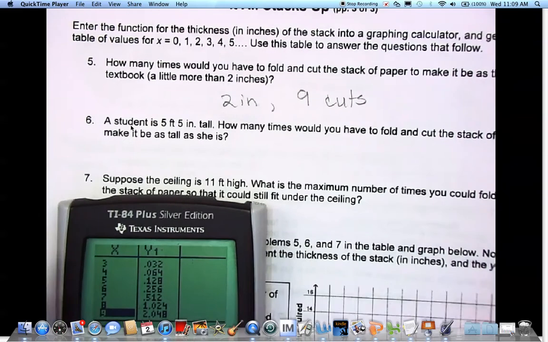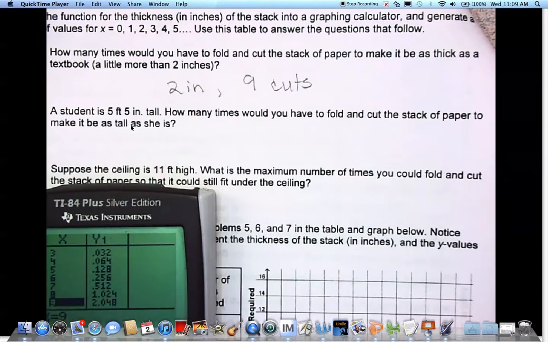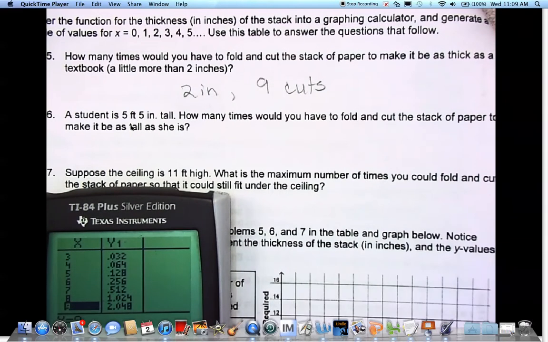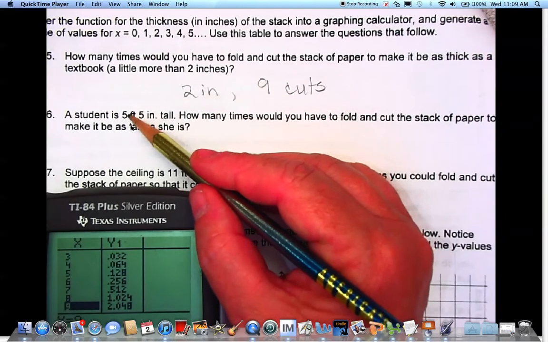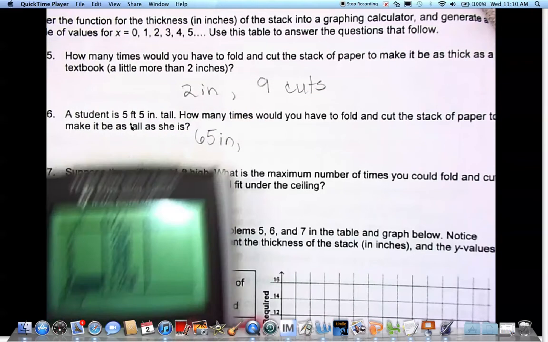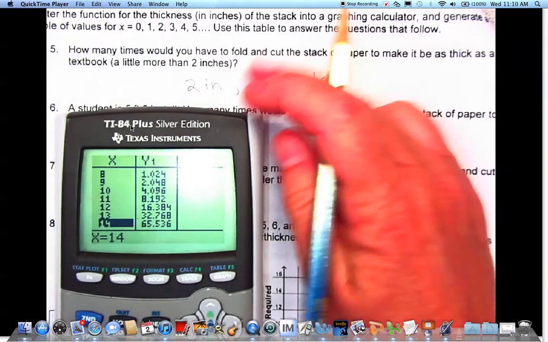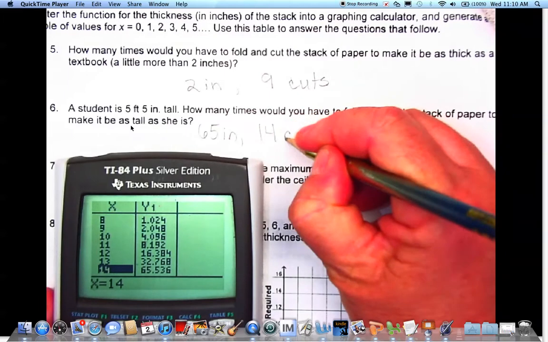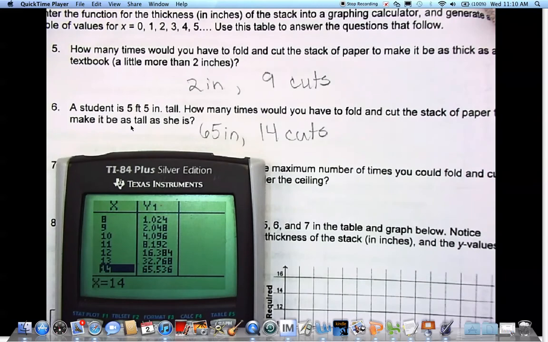Okay. All right, a student is 5 feet 5 inches tall. How many times would you have to fold and cut the stack of paper to make it as tall as she is? Well, how tall is she in inches? 12 times 5, 60 plus 5. Okay, so she's 65 inches tall. 14 cuts. That's crazy. I know. And it is, isn't it? It's because it's doubling every time. So it gets big fast.